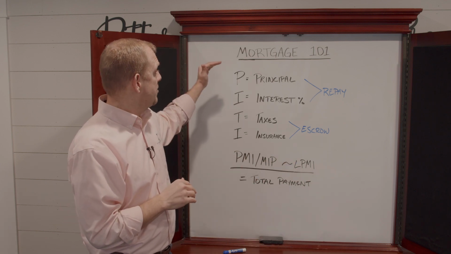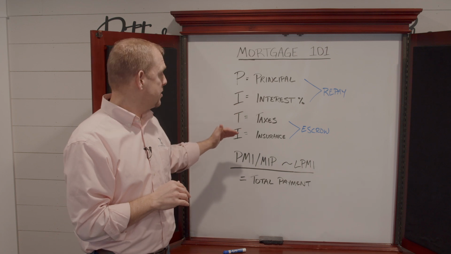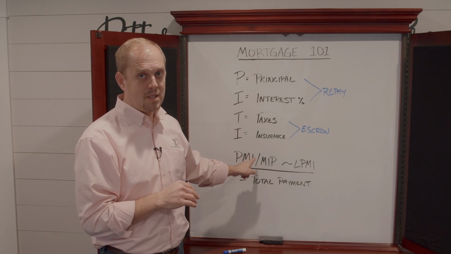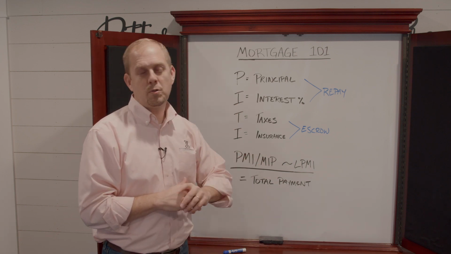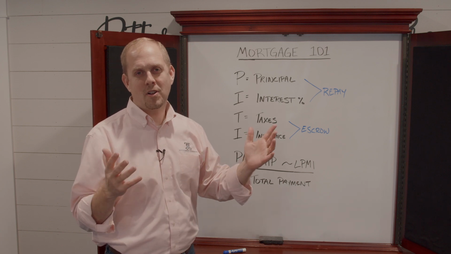So here we have it. You have your principal, your interest, taxes, insurance, possible PMI or MIP. That equals your total payment, or your PITI. Some people call it the PITI.